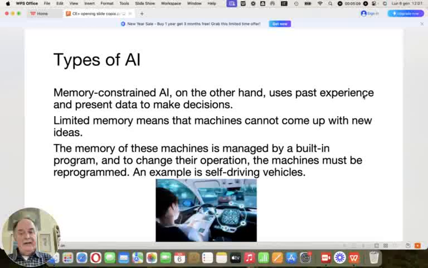Memory constrained AI, on the other hand, uses past experience and present data to make decisions. Limited memory means that machines cannot come up with new ideas. The memory of these machines is managed by a built-in program, and to change their operation, the machines must be reprogrammed. An example is self-driving vehicles.